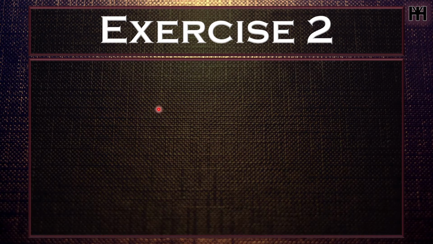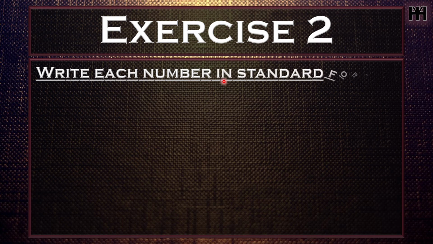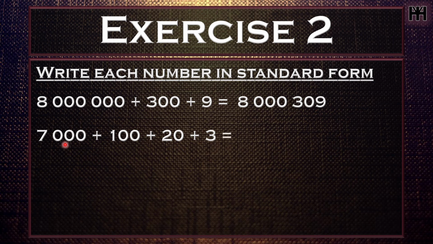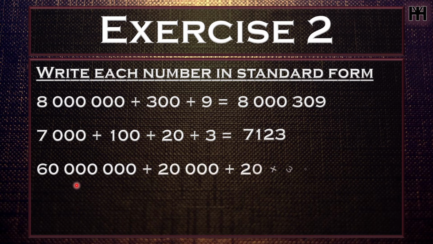Exercise 2. Write each number in standard form. They give us the number in the expanded form and we write it in the standard form. You can just add the numbers normally. We have 8 millions here, 8,309. It'll be 8,309. Then 7,123. Add all of these numbers. We have 60 million plus 200,000 plus 20 plus 3. You can just add them.